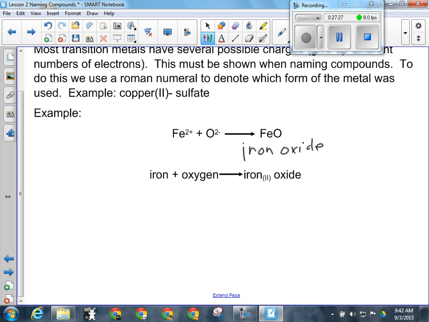Here's the problem, though. Iron can also be 3+. And if it reacts with oxygen that's -2, I'm going to get that, which I would call iron oxide. That's a bit of a problem. It's like having two people with the same name in a class. You have to go to their last name so that you know who you're talking to. But in this case, they don't have a last name. So what do I do? I have to tell people which iron was involved, and then they'll know what the formula would be. So how do I tell them which iron I used?